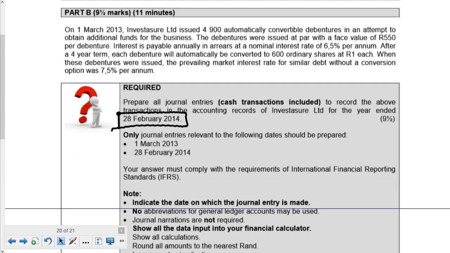So they actually have given you the dates they want you to do journals at, 1 March and 28 Feb. And when they give you the dates, they actually want you to put the date, 1 March, and put the first journal, and then 28 Feb and put the next journal. Again, 2 quick journals, do you agree? Let's see if you can do those.